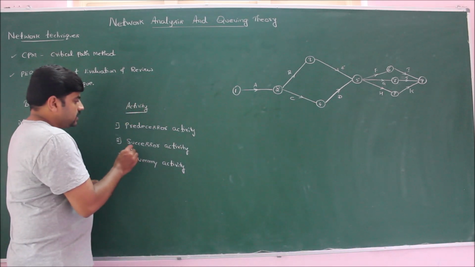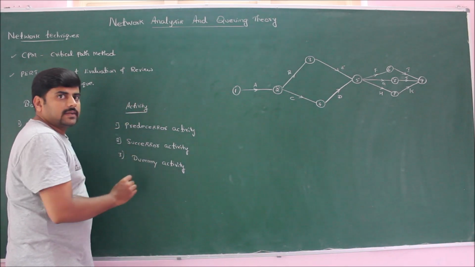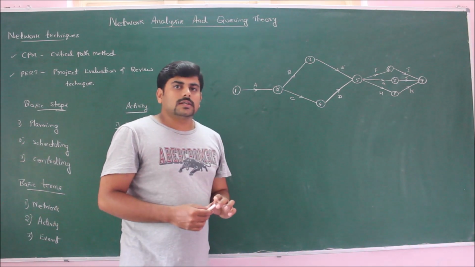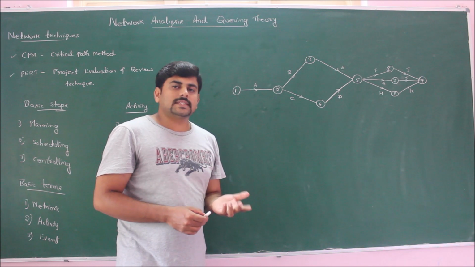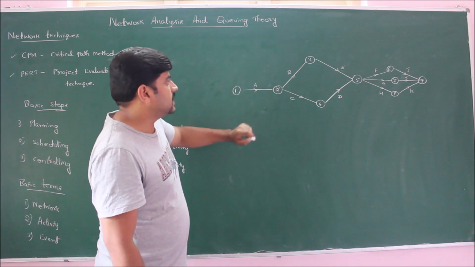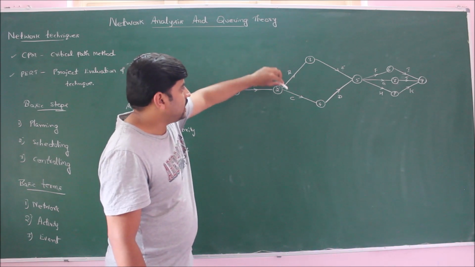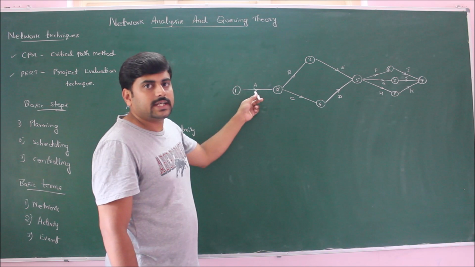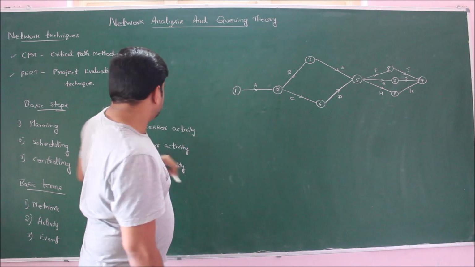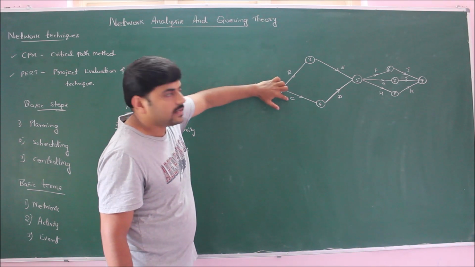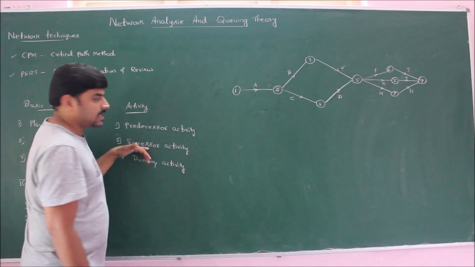Coming to the successor activity, these are the activities which will start once the predecessor activities are completed. In this same network, activity B and C are successor activities for activity A. Activity A is a predecessor activity and activity B and activity C are successor activities.